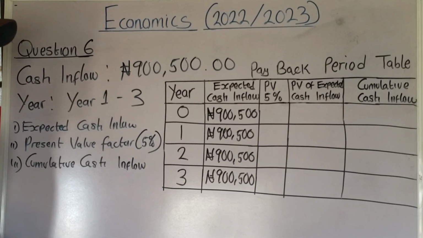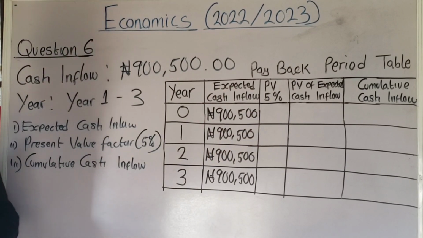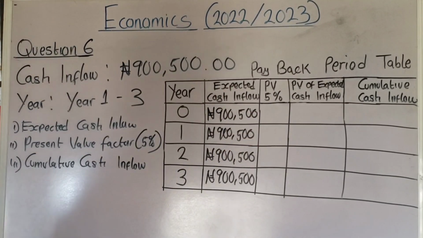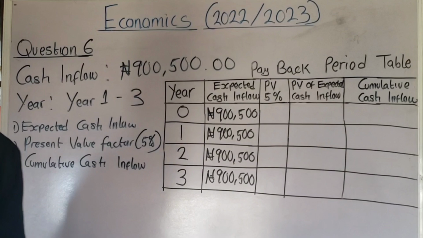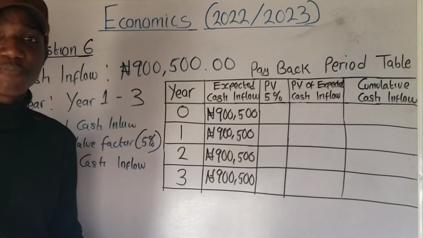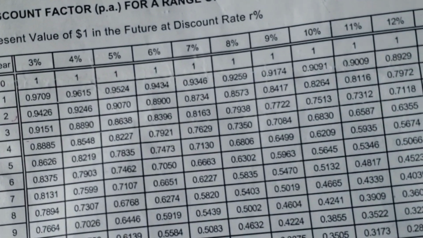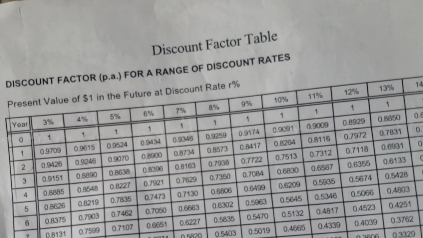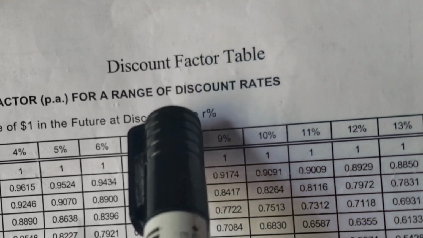Now, how do we determine the present value at 5%? There is something called a discount factor table. We are going to use our discount factor table to determine the PV at 5%. Now, I'm going to show you the table here. Please just pay attention. See, this is the table. You can see on the top, discount factor table.